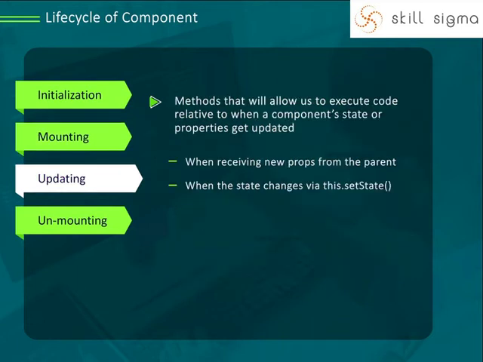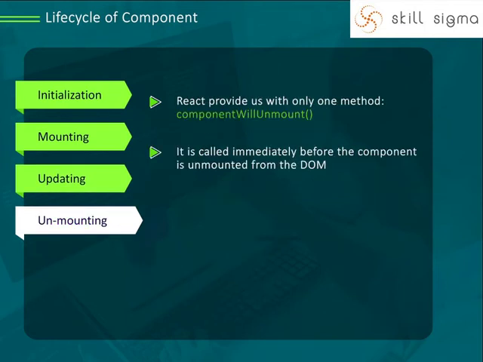There are also methods that allow us to execute code relative to when a component's state or properties get updated, when receiving new props from parents, and when the state changes via the this.setState method. In the phase of unmounting, React provides us only one method, componentWillUnmount. This method is called immediately before the component is unmounted from the DOM.